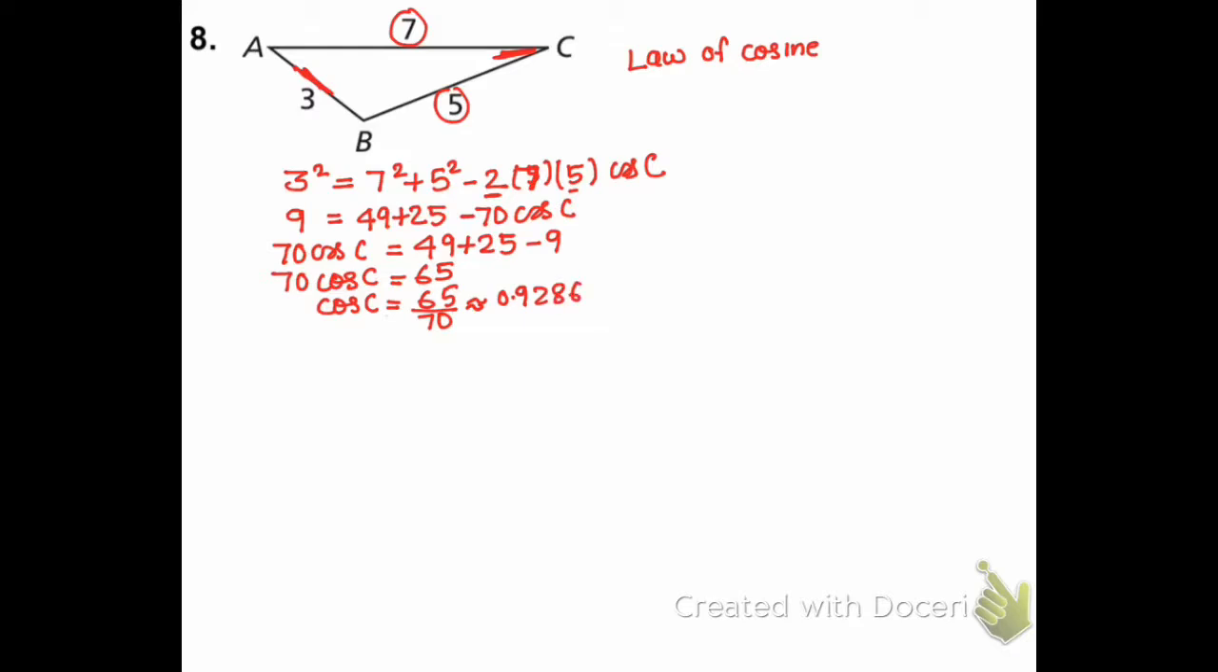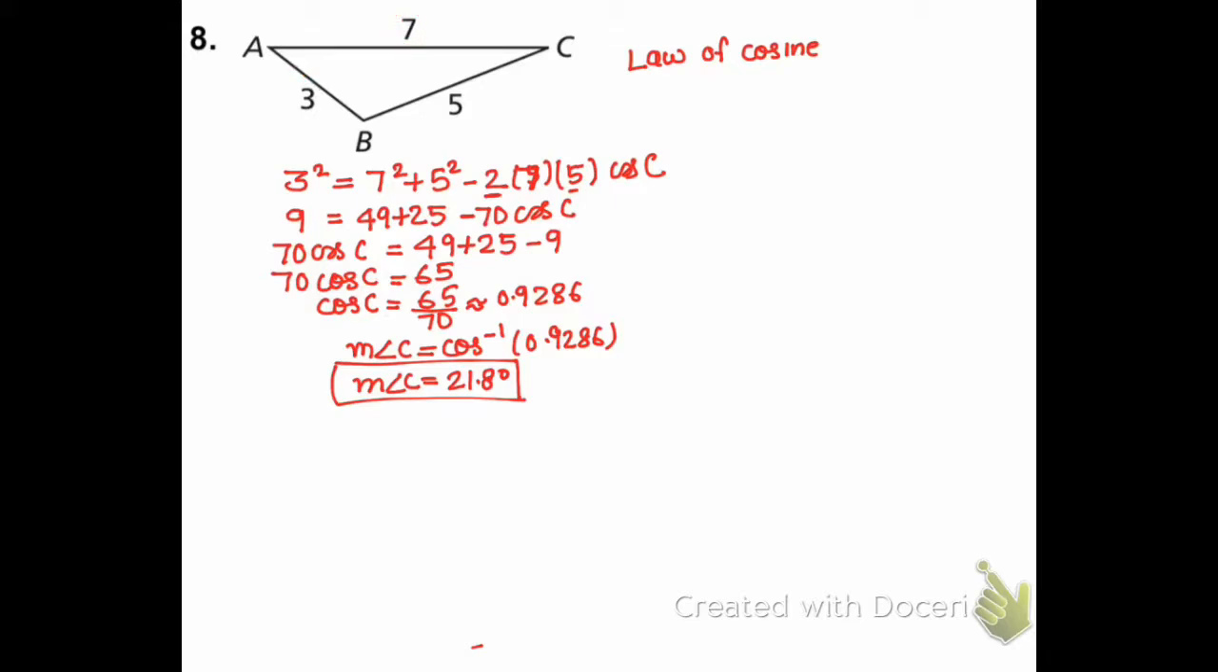Take it up to the 4th place to have a better, more accurate answer. So you now take the inverse ratio. The measurement of angle C is inverse cosine of 0.9286, and when you solve it you get 21.8 degrees. That's the measurement of angle C. Same way, I have to keep using the same formula and style, and then I'm going to get my next answer. So let me erase it and show you the other one. So we got this one.